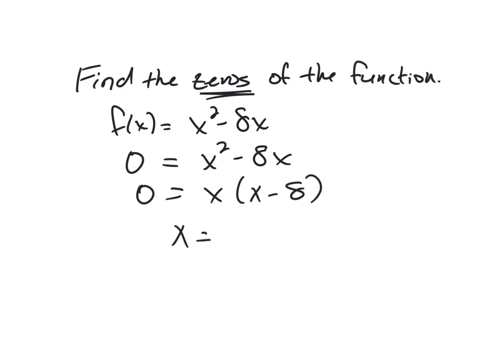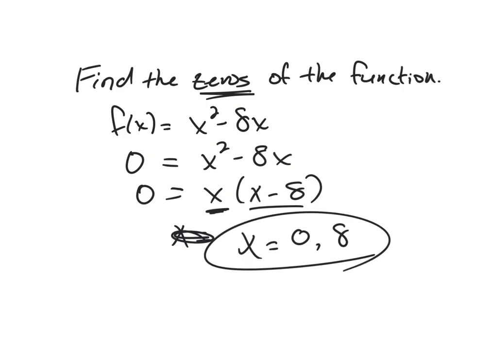What makes them 0? I'm not really doing x equals this time. When you're doing zeros, I guess you can. Let's go ahead and do x equals. First of all, what makes that 0? 0 does. That's kind of weird, but if you pull an x out, one of your solutions is going to be 0. X minus 8, what makes that 0? 8 does. And there's your 2 zeros, also your 2 x-intercepts, also your 2 solutions.